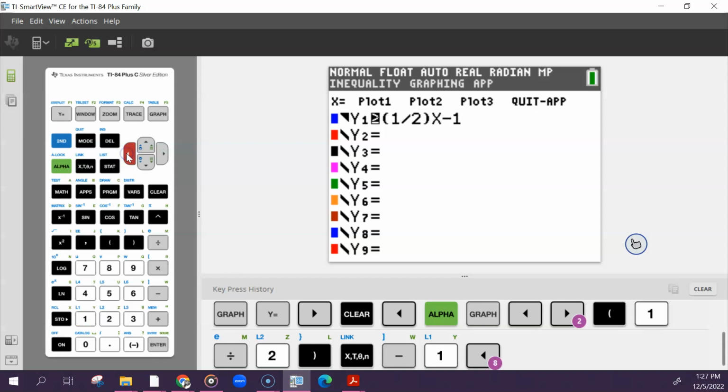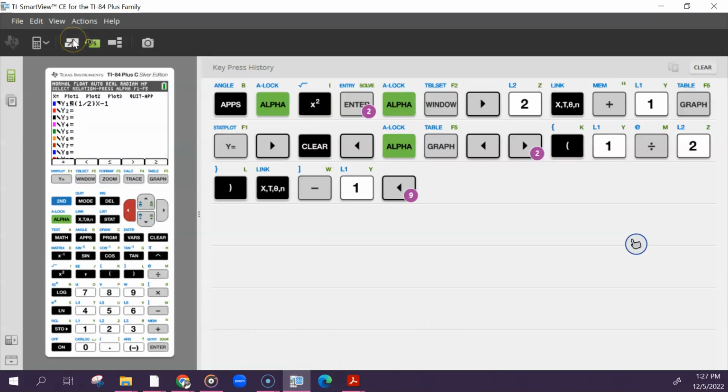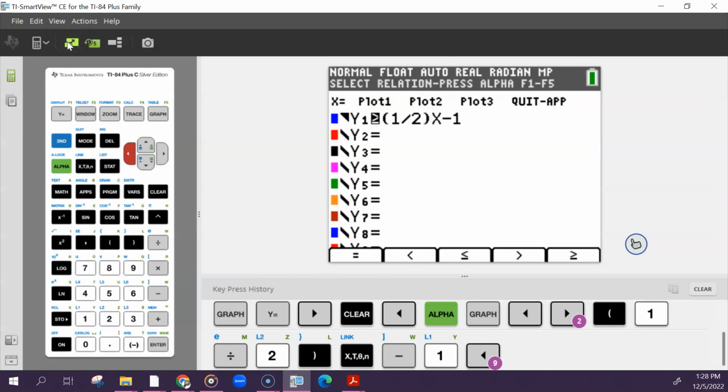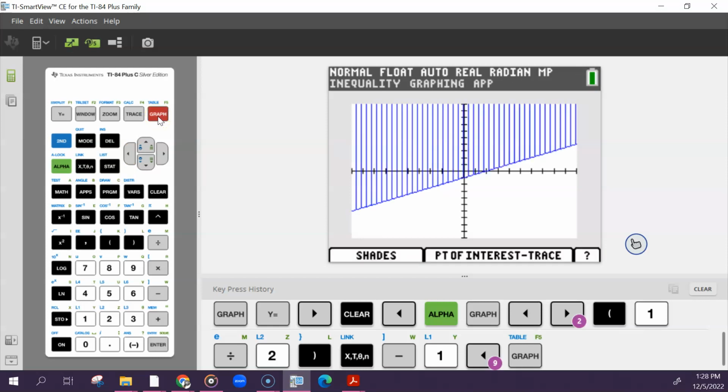When you're on your equals, these buttons should pop up. Just hit alpha graph. Once you have this, graph it. And then same thing, it should show you where it's shaded, if it's solid or not.